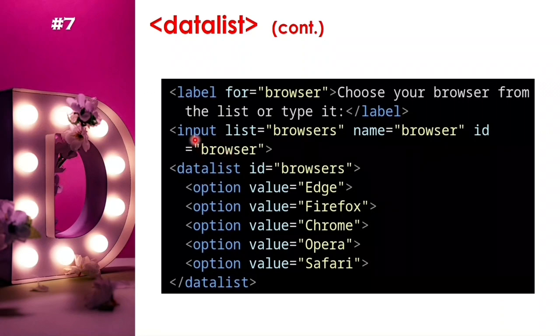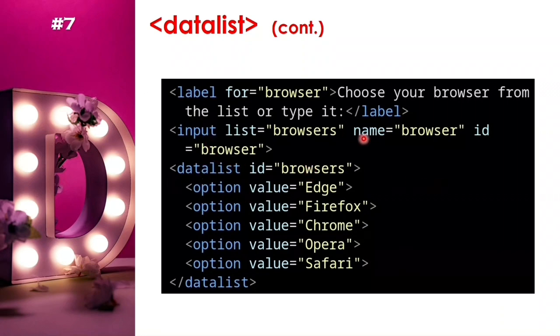So we should have an input, and then we should have a data list, right? The input element will have an attribute list. This list attribute of the input element and the ID of the data list are the things that should match. We're saying that the list associated with this input is browsers, and that's exactly the ID of the data list. That's how we should do it. We have an input and a data list, so the input's list attribute should match the data list's ID.